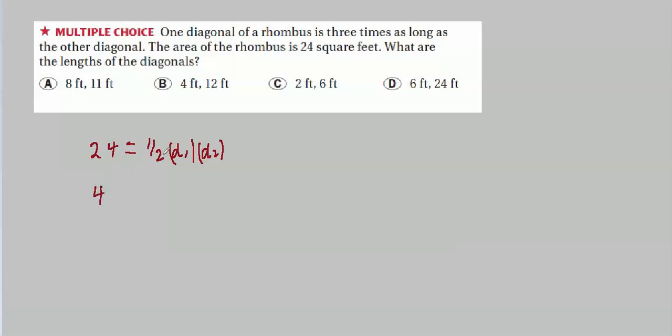Maybe we've got to go ahead and multiply through by 2 to get all the D1s on one side and the constant on the other. So we've got 48 equals D1 times, let's say, 3D1. What the heck? D1 squared. Well, what happens if we divide 48 by 3? Well, I think we get that D1 squared is 16.